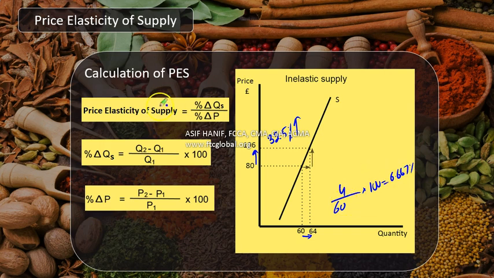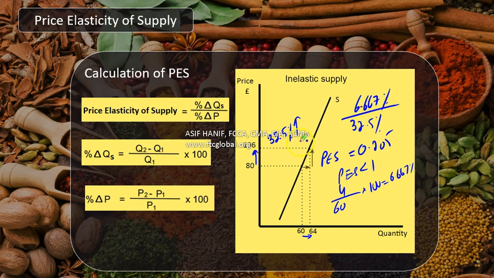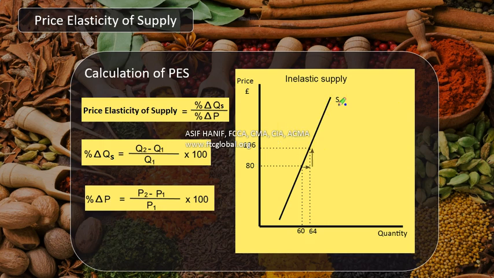So plugging these numbers in the price elasticity formula, quantity supplied has changed by 6.667%, and change in price was 32.5%. If you calculate the result, it's definitely going to be less than 1, and it's going to be 0.205. So price elasticity of supply is 0.205, which is less than 1. So you can say that for this particular commodity, the price elasticity of supply is less than 1, or it is relatively inelastic. We discussed in the previous lecture that for demand and supply curves, the steeper the curve, the more inelastic is the demand or supply, whatever the case may be.